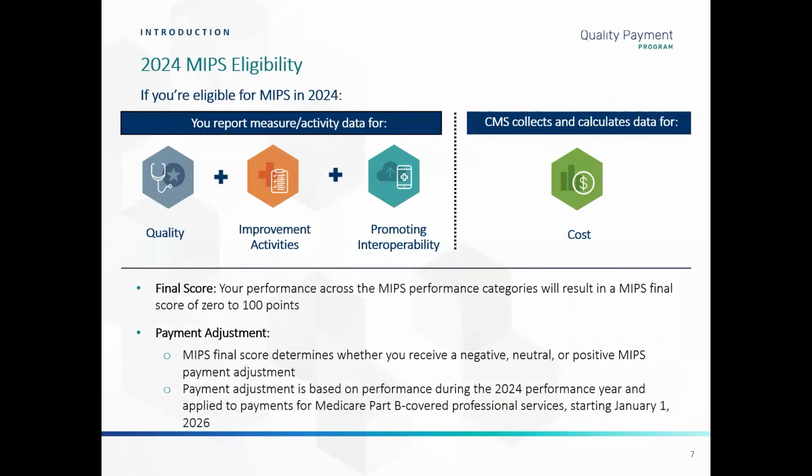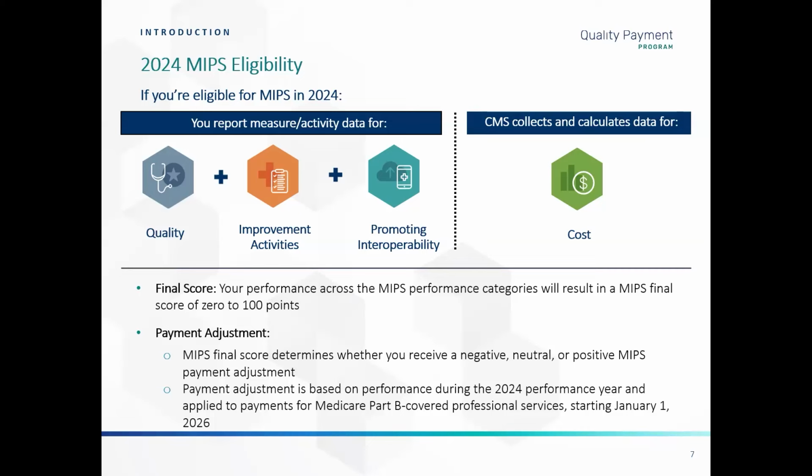Now I'm going to discuss eligibility, specifically MIPS eligibility. So for those that are eligible to participate in MIPS, you will be scored on 4 performance categories. Those performance categories are quality, improvement activities, promoting interoperability, and cost. For quality, improvement activities, and promoting interoperability, those are the performance categories that you are required to submit data for. For the cost performance category, CMS collects and calculates data for you, so you don't have to do anything for that performance category.